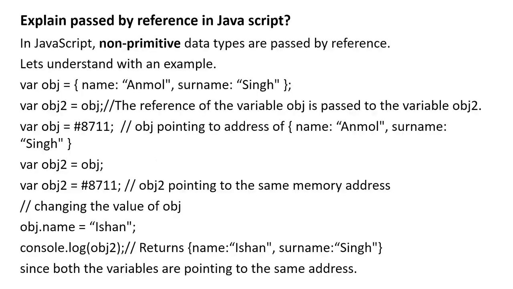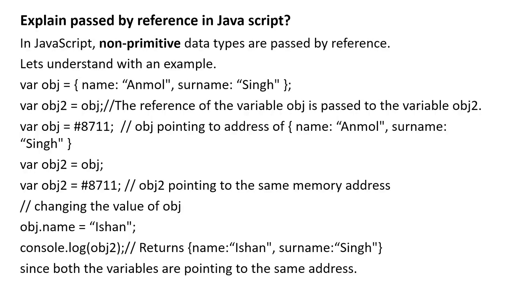Explain pass by reference in JavaScript. In JavaScript, non-primitive data types are passed by reference. Let's understand with an example. Var obj with name Anmol and surname Singh, and var obj2 = obj. The reference of the variable obj is passed to the variable obj2. Var obj has memory address 8711. With obj2 = obj, obj2 has the same memory address 8711. obj2 points to the same memory address.